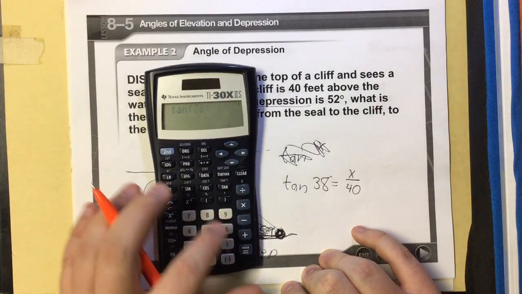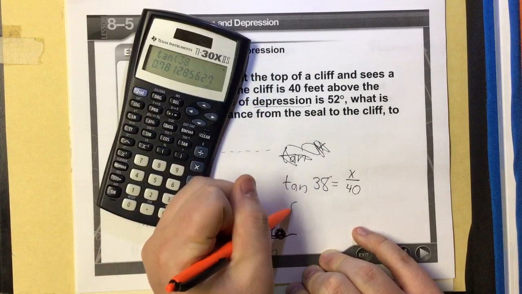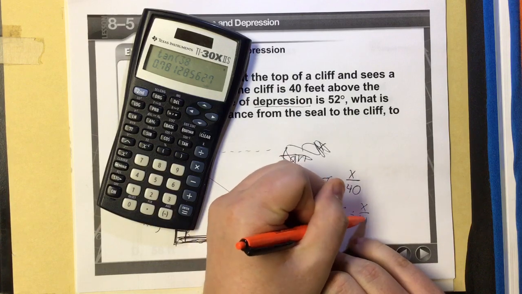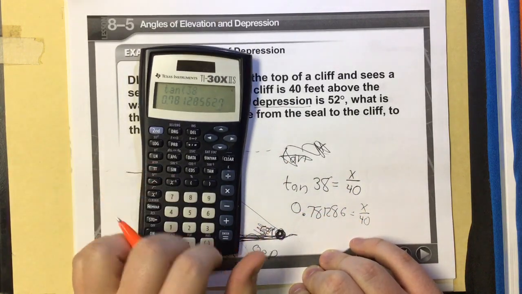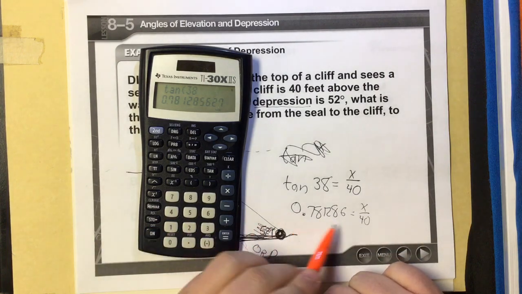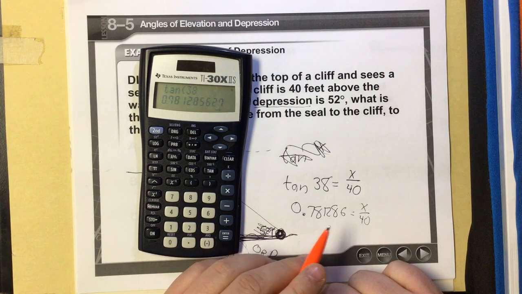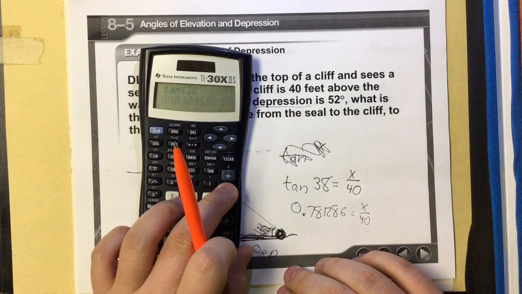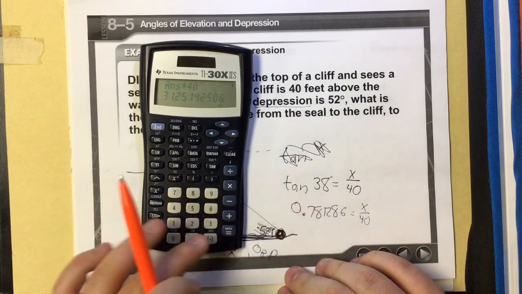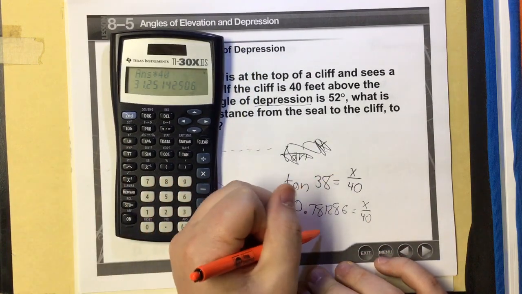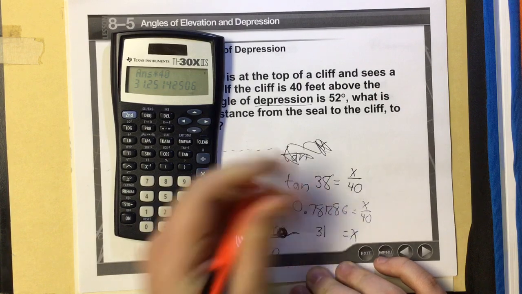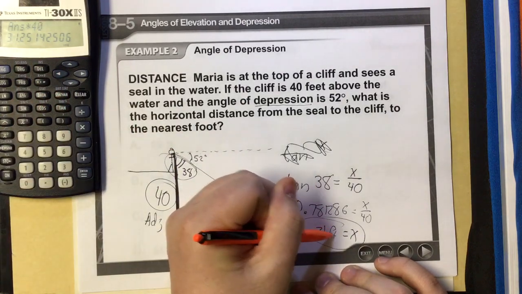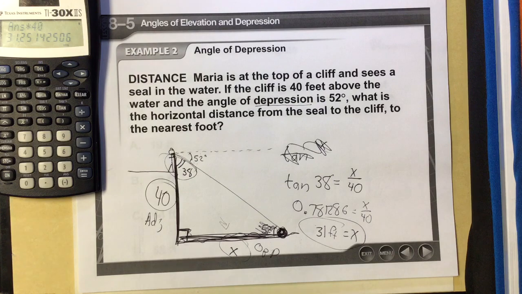So we do tangent 38, and we get 0.781286 is equal to X over 40, and to finish it out, we multiply both sides by 40. Notice that I leave a lot more decimals here, and then I round at the end. Make sure you do that, or better yet, just use this whole decimal, use that answer and do times 40. So that's even using the whole decimal, not just this. But we find out x is 31. Does it say where to round? To the nearest foot, so just 31 feet. I don't need any decimals.